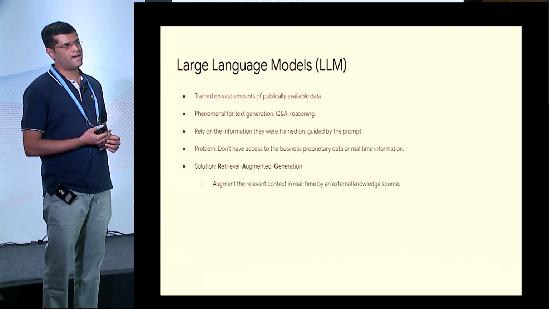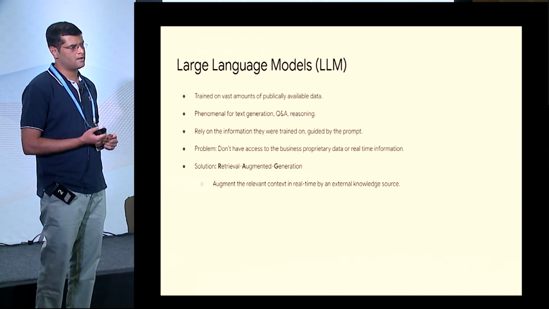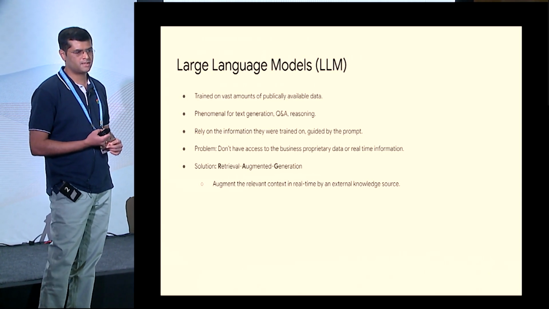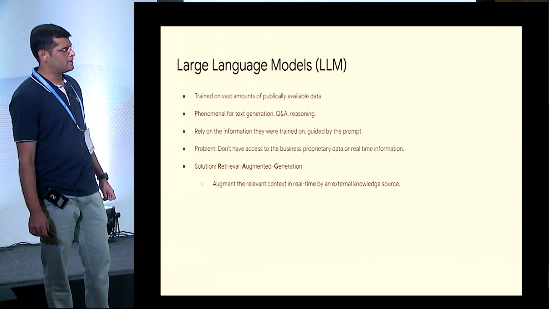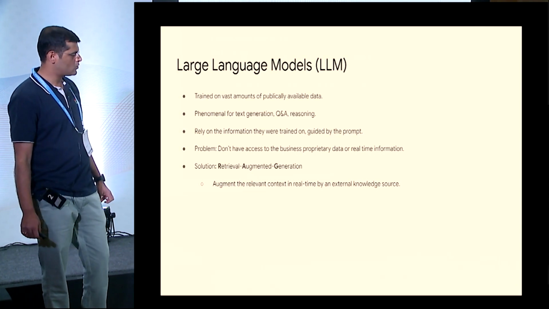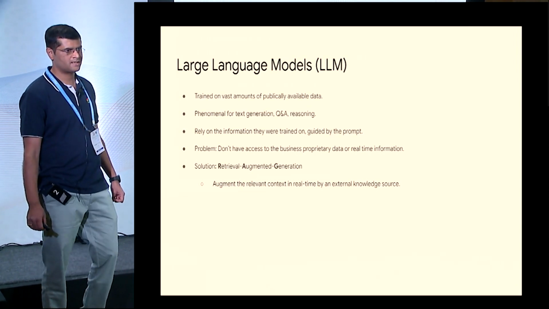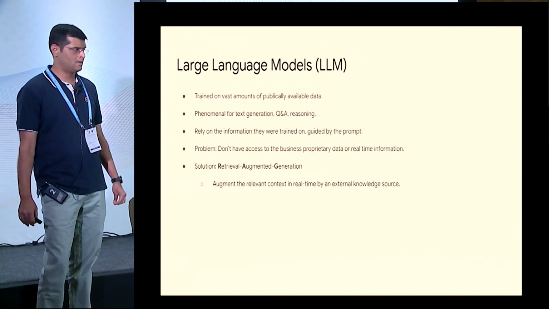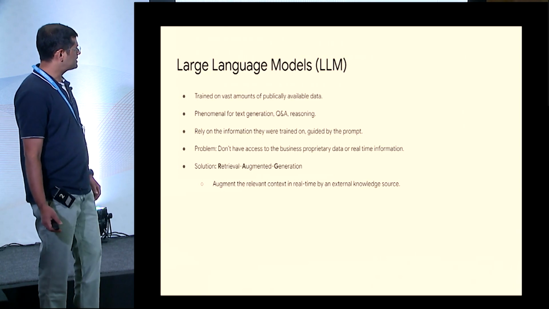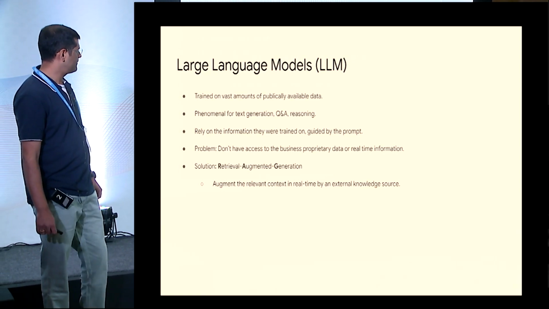LLMs have recently brought a lot of innovation in the generative AI area, and they have a tremendous capability to generate human-like text, translate languages, and even generate new creative content. They are trained on a vast amount of publicly available data.